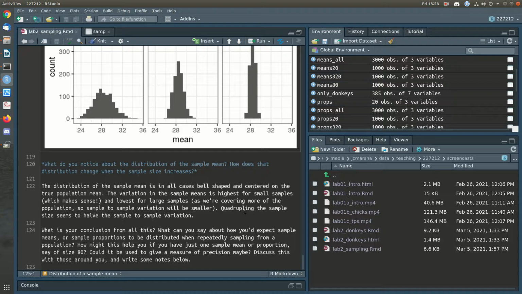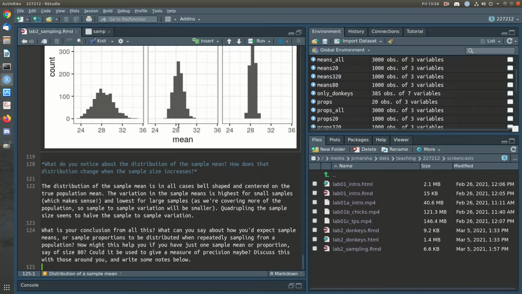So how might this help us when we just have one sample? Normally we don't have 1,000 samples, because if you think about it, taking 1,000 samples of size 20 is equivalent to taking one big sample of size 20,000, at which point we might as well measure everyone. So normally we only have one. Maybe it's bigger than 20, but we only have one sample.